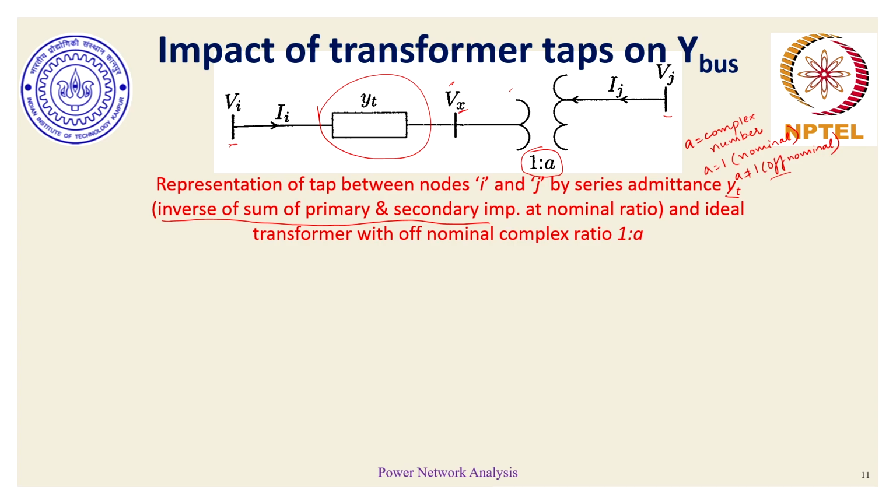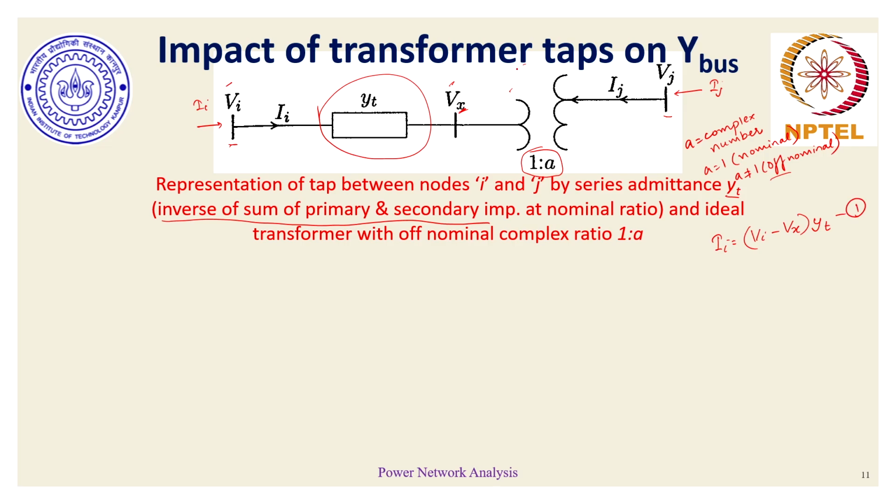The first principle here is that we are assuming the injection current Ii into the network. We are assuming the injection current Ij into the network. And if I apply KVL between node I and node X, which is the fictitious node, then I get Ii is equal to Vi minus Vx into the admittance of the transformer. That is equation number 1.